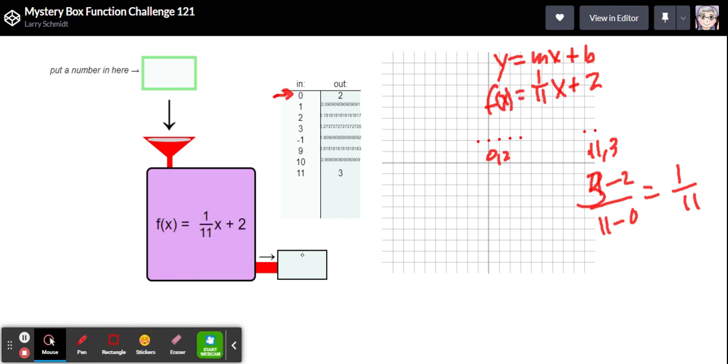I'm going to go ahead and reveal. And there it is. F of x equals 1/11th x plus 2. And we'll graph that. A very shallow, positive, upward sloping line.